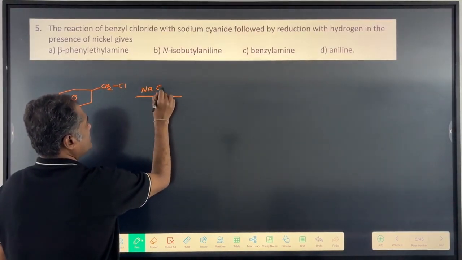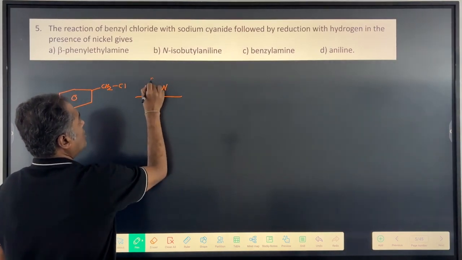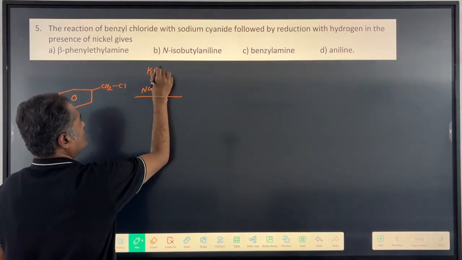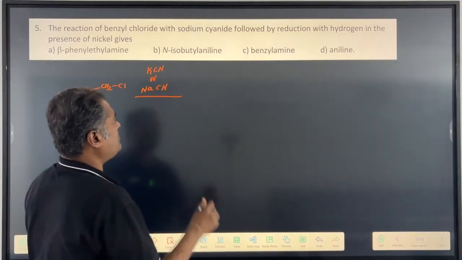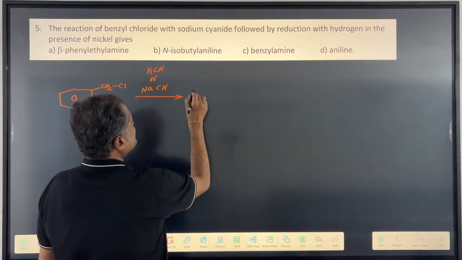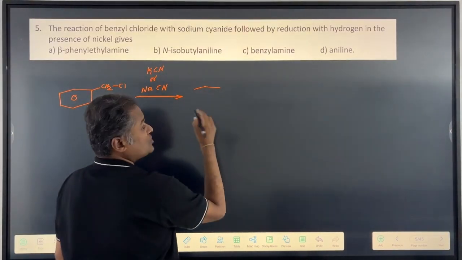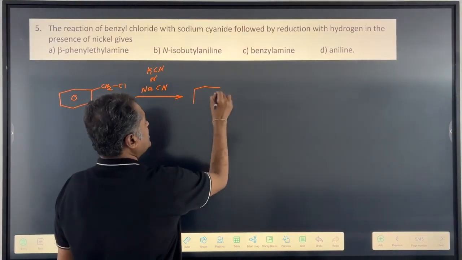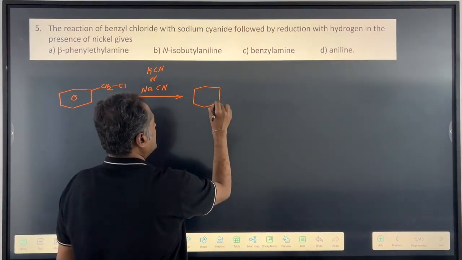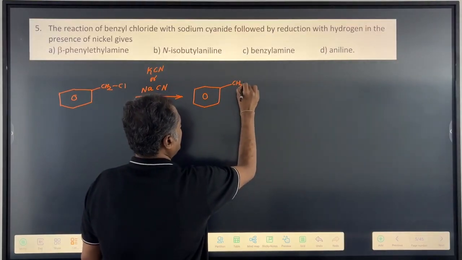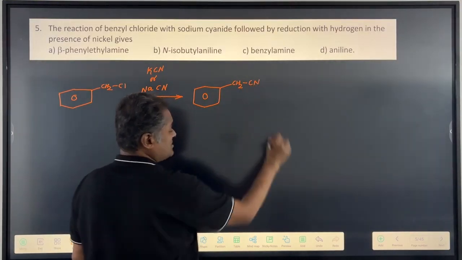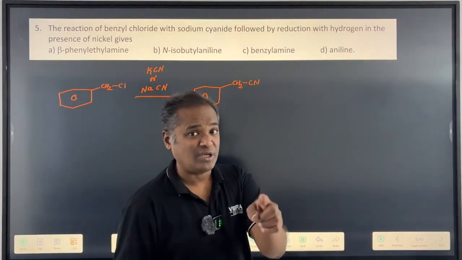Now, when you treat this with sodium cyanide or potassium cyanide, what is the answer? It will undergo nucleophilic substitution and the product obtained would be nothing but the cyanide. Means your halide group will get substituted by cyanide. So, what will happen? Here you will have a benzene ring having a CH2 and a CN group. So, this is benzyl cyanide, the product obtained.